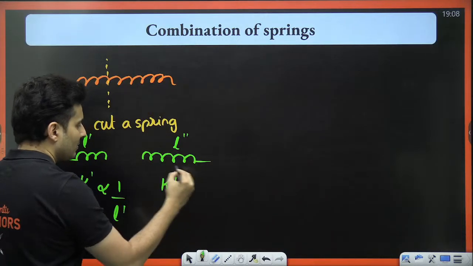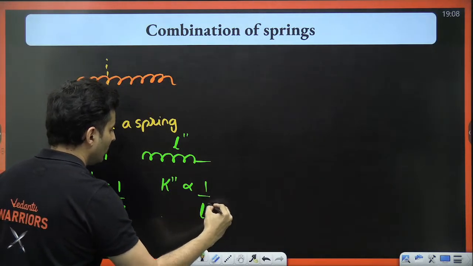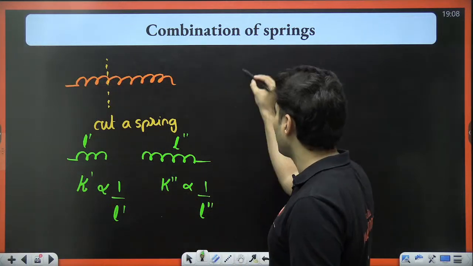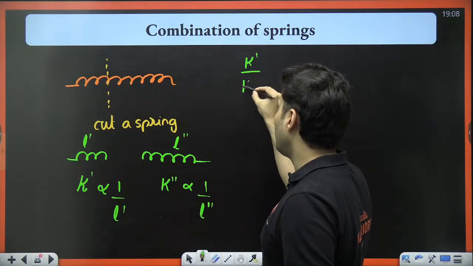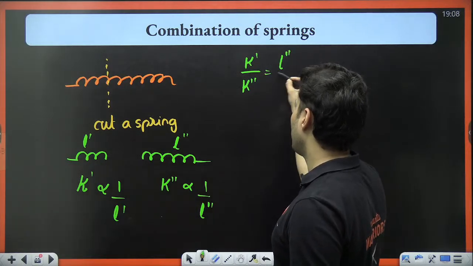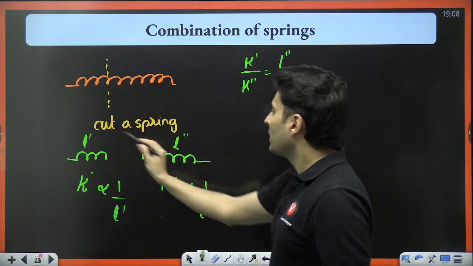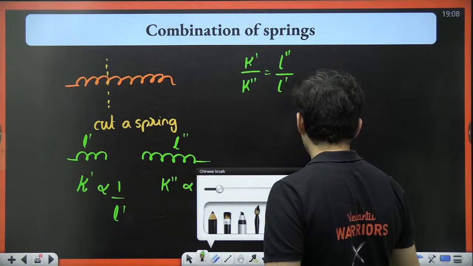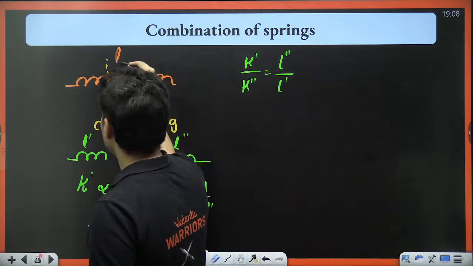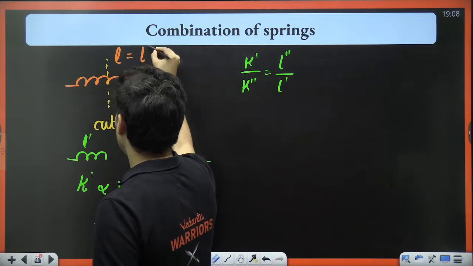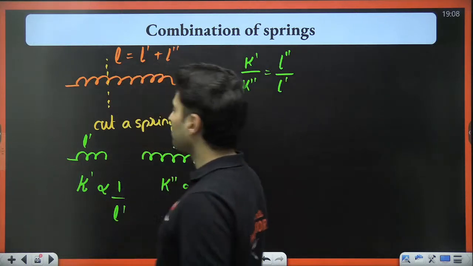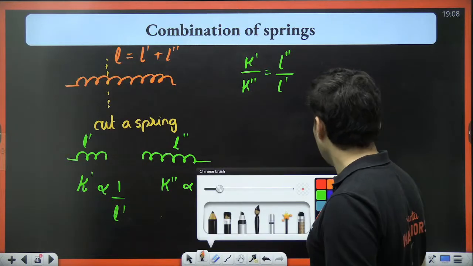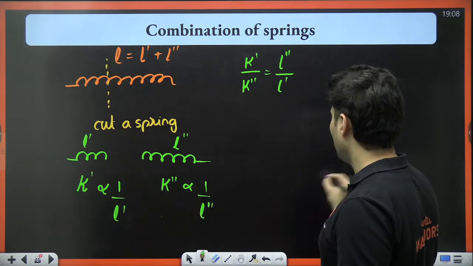K double prime of this spring is inversely proportional to that length. That's how it works. The spring constant is always inversely proportional to their lengths. So K prime by K double prime will be L double prime by L prime. And you know, L prime plus L double prime is the total length. That's how it will work, right? The total length of the spring will obviously be L prime plus L double prime. That's how it is. So each spring constant is inversely proportional to the length. That's something which you should know.